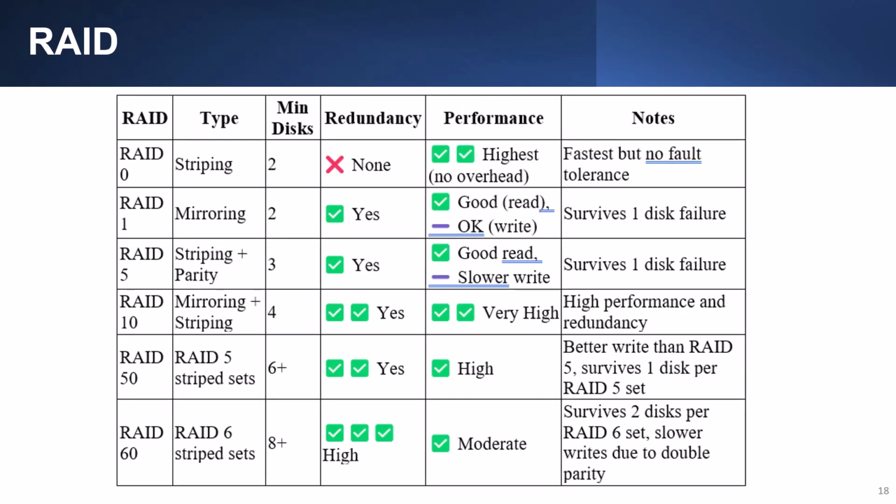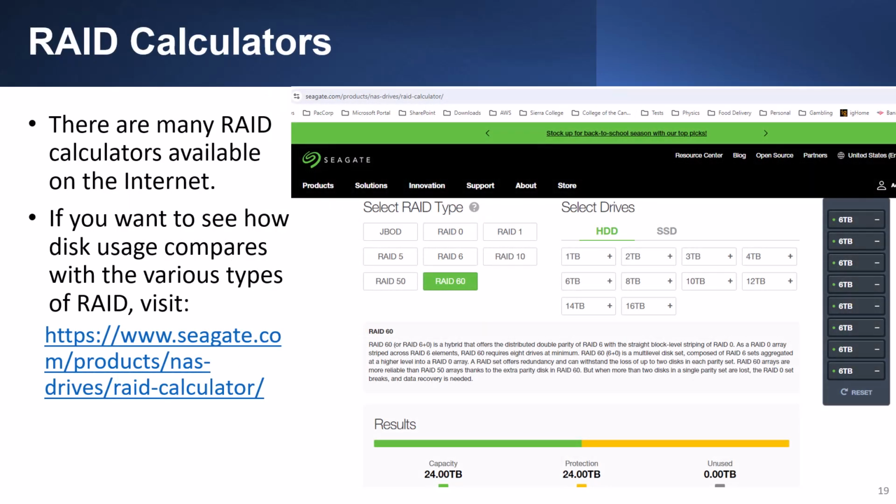Here's a table showing the RAIDs. The fastest RAID type is RAID 0, followed by RAID 50. RAID 60 offers the best fault tolerance, followed by RAID 10 and 50. There are many RAID calculators available on the internet. If you want to see how disk usage compares with the various types of RAID, visit the site shown on the screen.